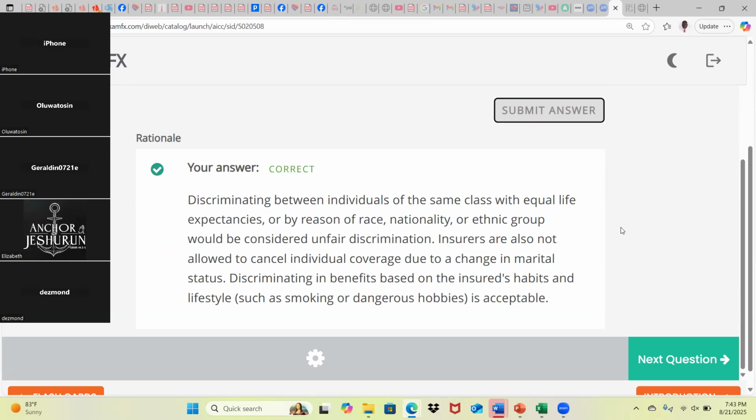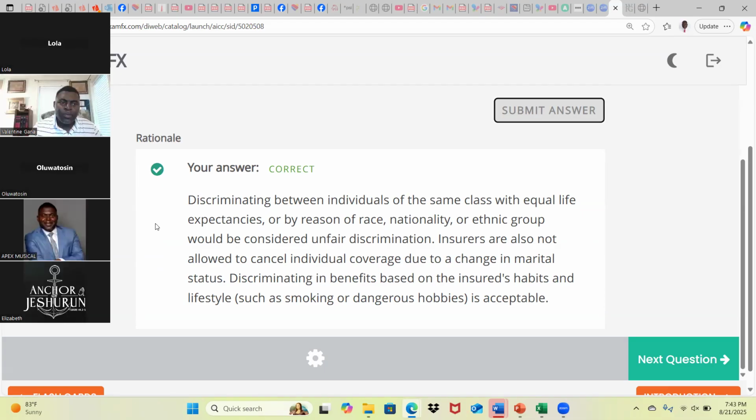Discriminating between individuals of the same class with equal life expectancies or by reason of race, nationality, or ethnic group will be considered unfair discrimination. Insurers are also not allowed to cancel individual coverage due to a change in marital status. Discriminating in benefits based on the insured habits and lifestyles, such as smoking or dangerous hobbies, is acceptable.